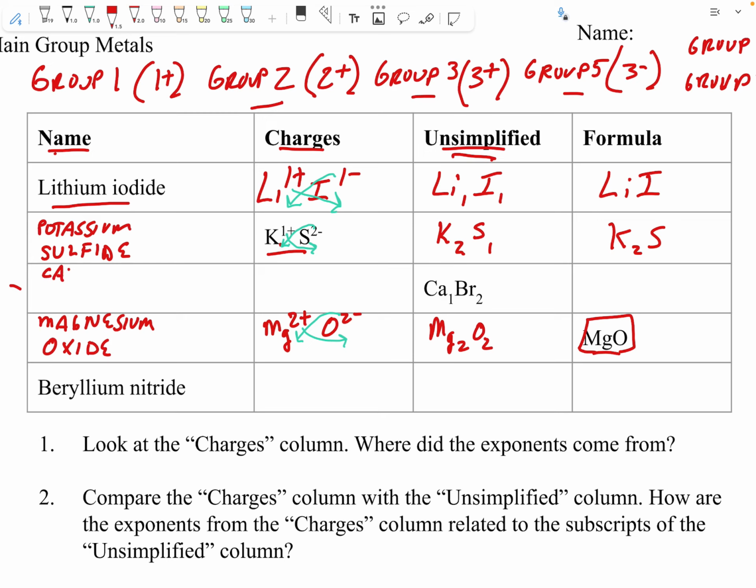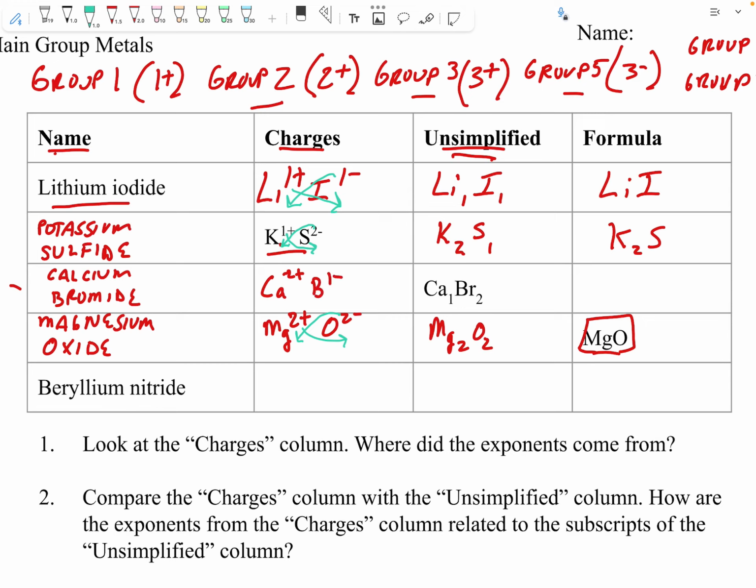Calcium, of course. Write the name. Calcium, right there. And bromine becomes bromide, all right, IDE. And so the charge is: calcium is in group 2, so it has a 2 plus charge. Bromine is in group 7, has a 1 minus charge.